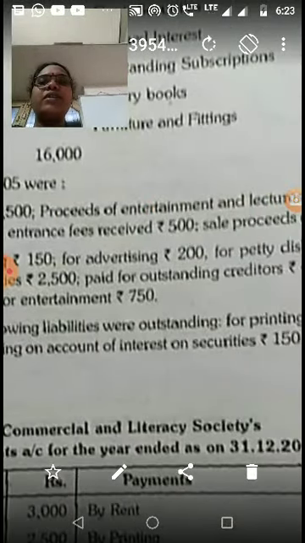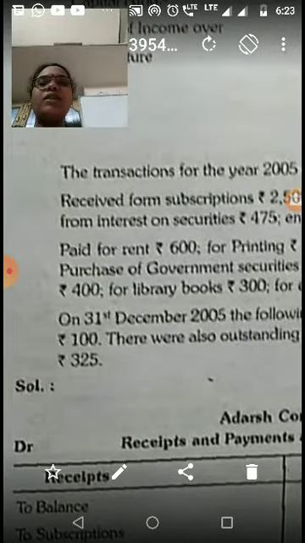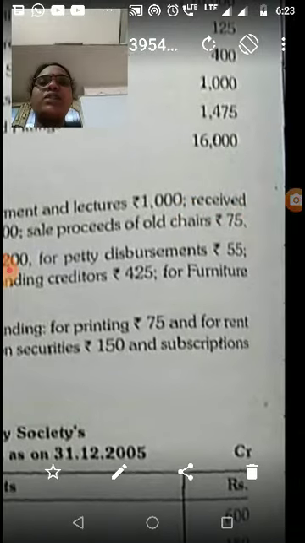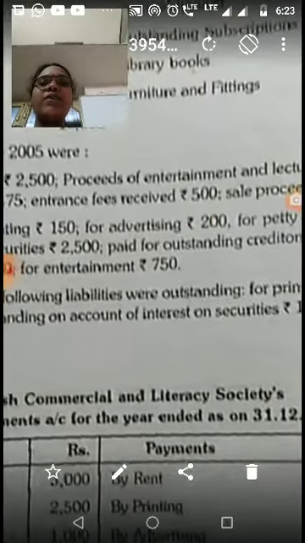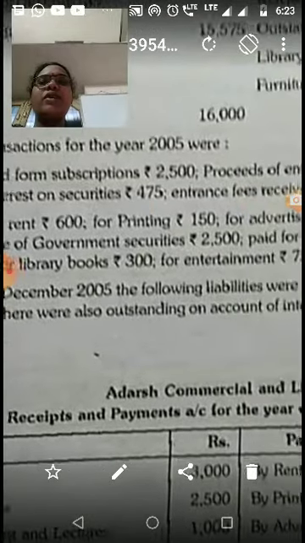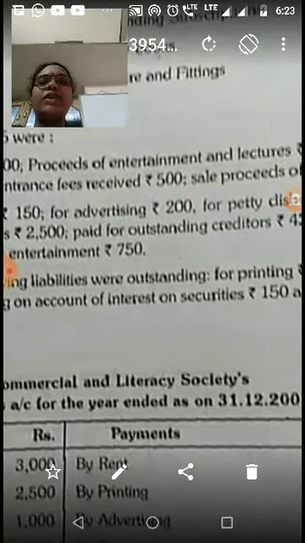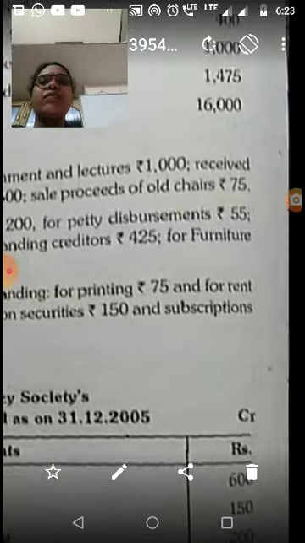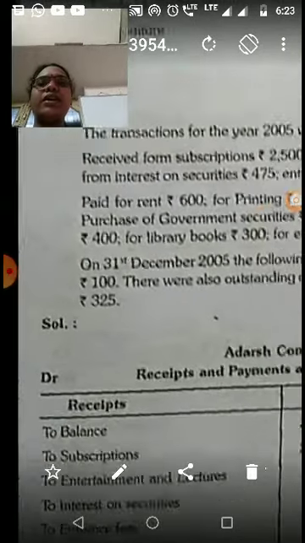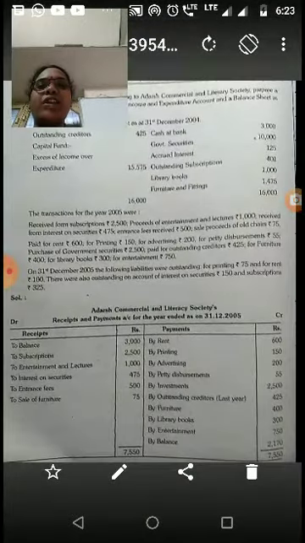For entertainment 750. Now on 31st December 2005, the following liabilities were outstanding: for printing 75, for rent that is 100 rupees. There were also outstanding on the account of the interest on securities, that is 150, and subscriptions, that is 325. Now this is the problem. Now we have to prepare the receipts and payments account.